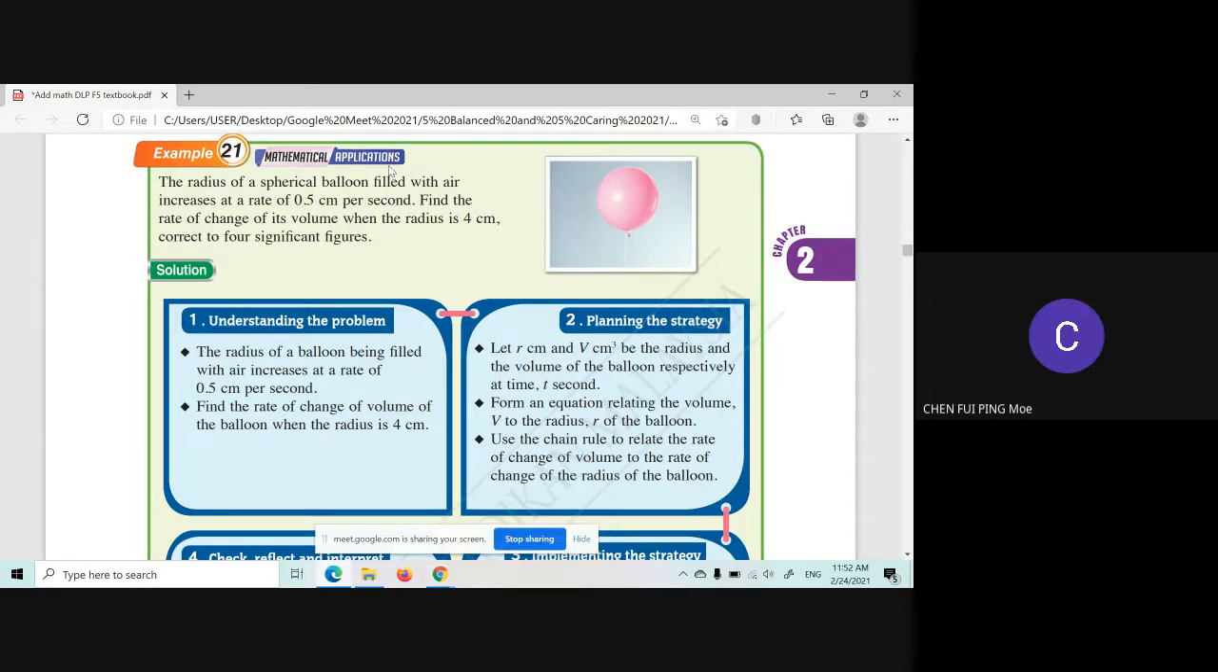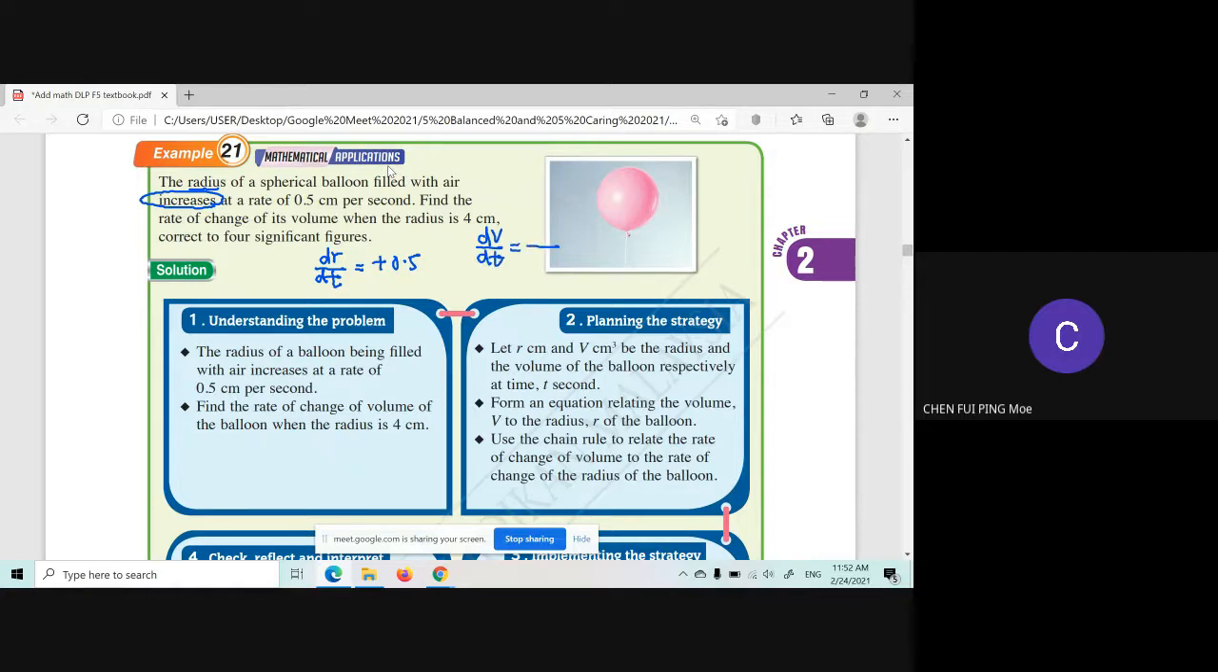Radius of spherical balloon filled with water increases at rate 0.5 cm per second. So you see this one red again. So red, you will know d over dt. So d what? Radius. So dr/dt. Positive or negative? Increase. So positive 0.5 cm per second. So find the rate of change of its volume when radius is 4, correct to 4 significant figures. So find rate of change of volume, meaning that find dV/dt.